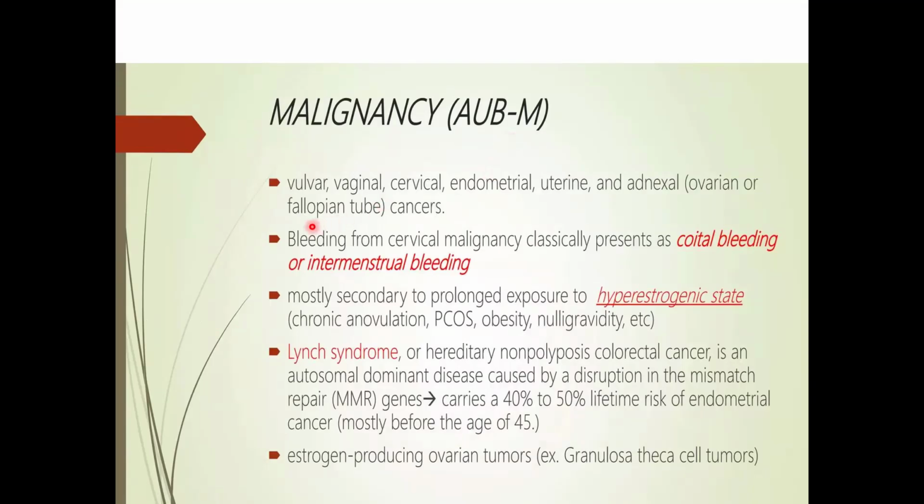Malignancy, also known as AUB-M, includes vulvar, vaginal, cervical, endometrial, uterine, and adnexal cancer. Bleeding from cervical malignancy classically presents as coital bleeding or intermenstrual bleeding, mostly secondary to prolonged exposure to a hyperestrogenic state, such as chronic anovulation or PCOS, obesity, nulligravidity, etc. Lynch syndrome or hereditary non-polyposis colorectal cancer is an autosomal dominant disease caused by a disruption in the mismatch repair genes and carries a 40% to 50% lifetime risk of endometrial cancer, mostly before the age of 45. This may occur with estrogen producing ovarian tumors, for example, granulosa theca cell tumor, Sertoli tumor.